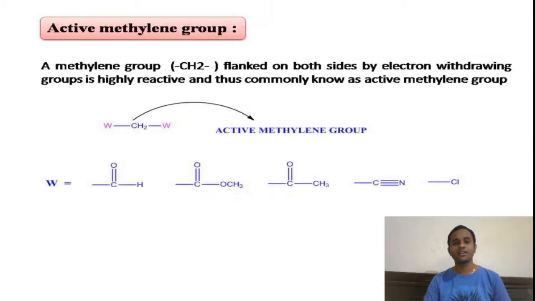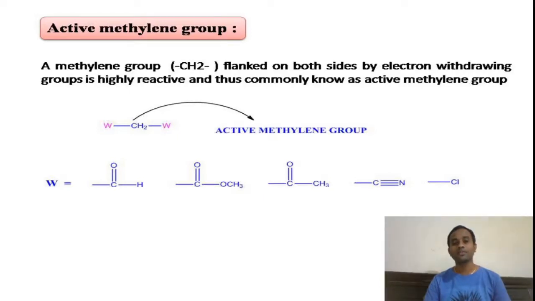Coming to today's topic, that is active methylene compound. Before going into the active methylene compound, one must have a clear idea about the active methylene group. We know CH4 is called methane. When we remove one hydrogen atom, that is CH3, it is called methyl group. If we remove two hydrogen atoms, then we get methylene, that is the CH2 group. What is methylene? Methylene is nothing but the CH2 group.